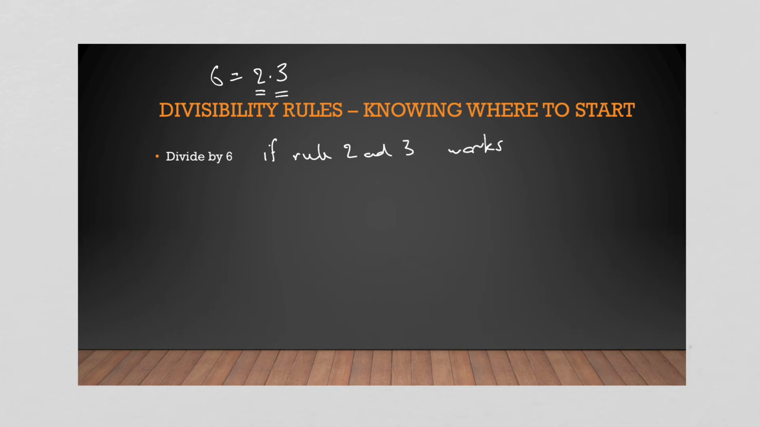So what does that mean? That means we need an even number, and we need the digits to add up to a number divisible by 3, right? So a number like, let's use 18 as an example. 18 is even, and 1 plus 8 is 9.